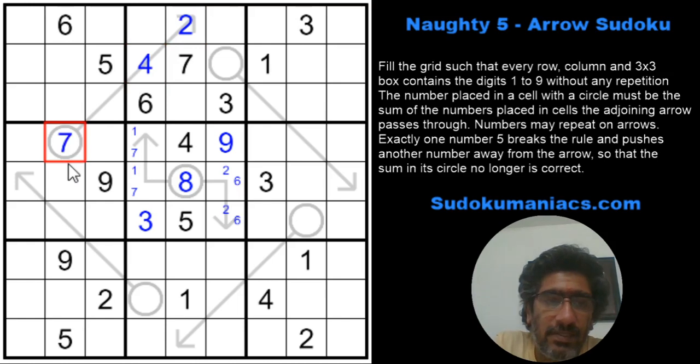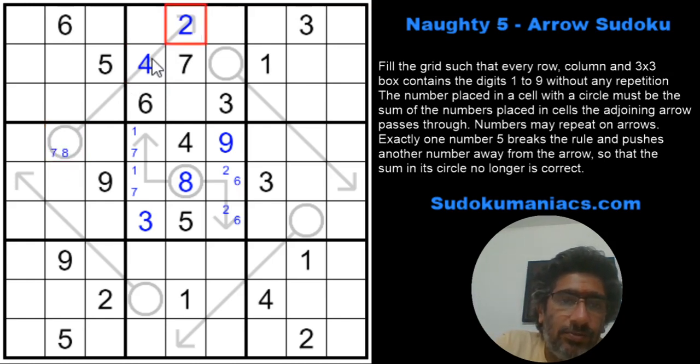And here I can have a sum of 7 or 8. If this were an 8, 2, 4, 6, I would require another 2, but I already have a 2. So this can't be a 2. So it has to be a 1 and this would be a 7. Because again, since 5 cannot be placed on this arrow, we know for sure this is a legitimate arrow. So we go here and here.